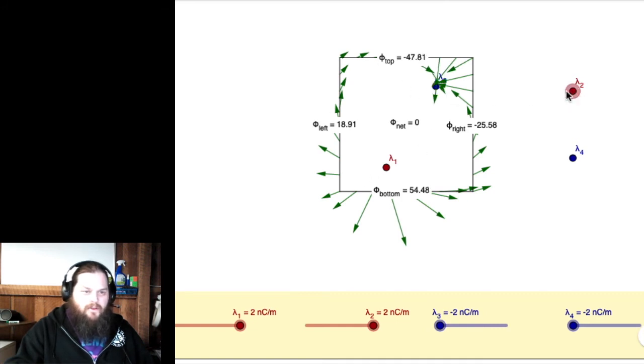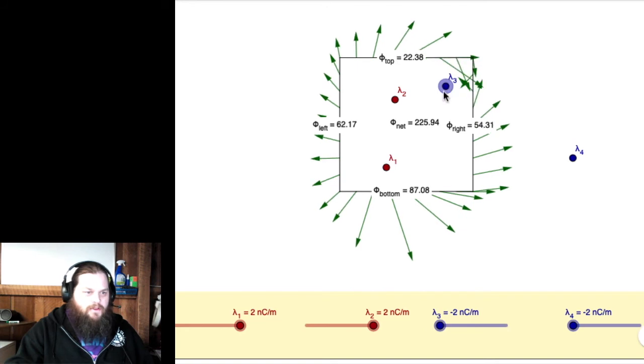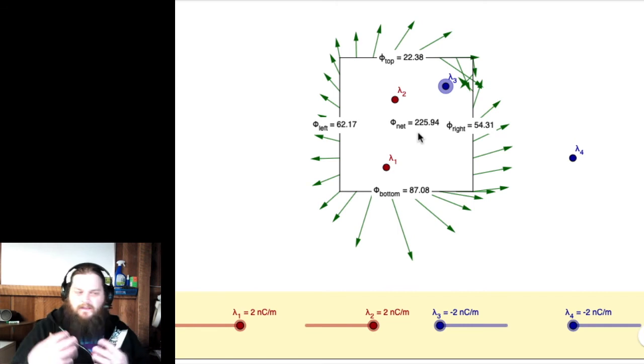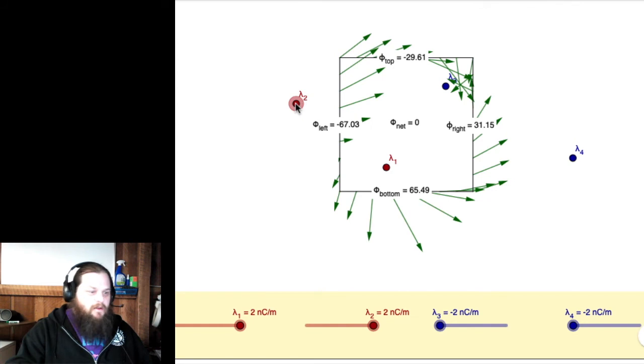If I moved another charge in, boom. Now it's going outwards almost everywhere except this top right corner near where my negative charge is, but my net is no longer 0. My net flux actually has a magnitude now because the enclosed charge has become 2 nanocoulombs per meter, as opposed to the original 0.